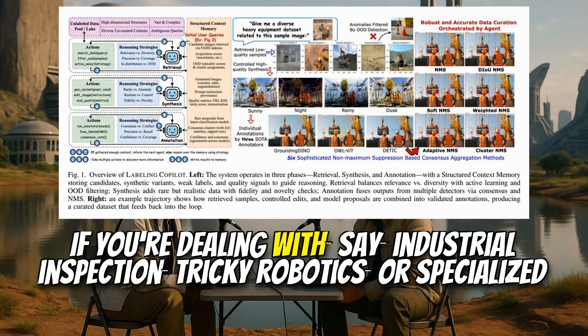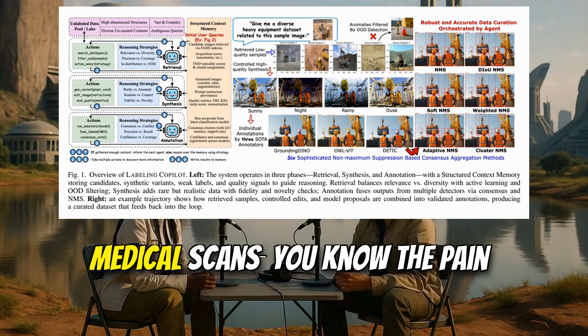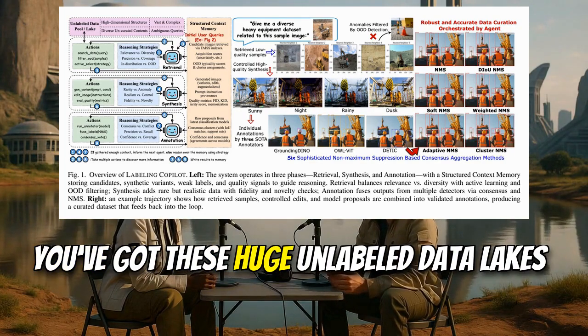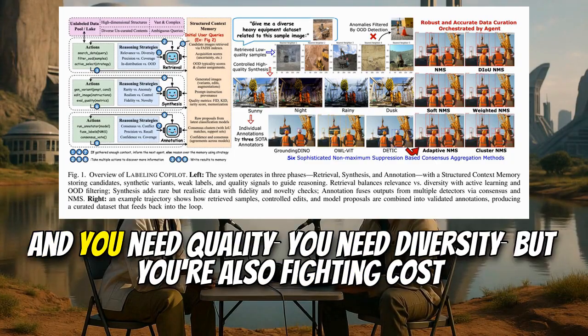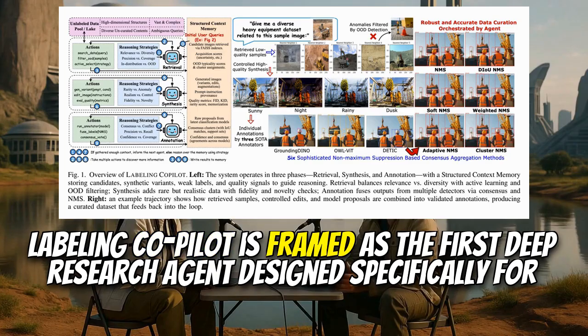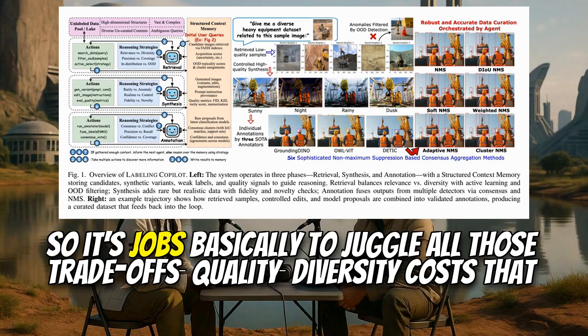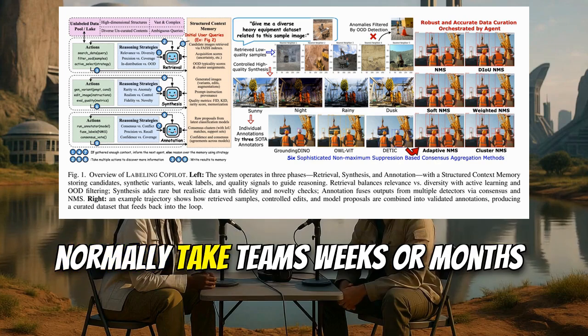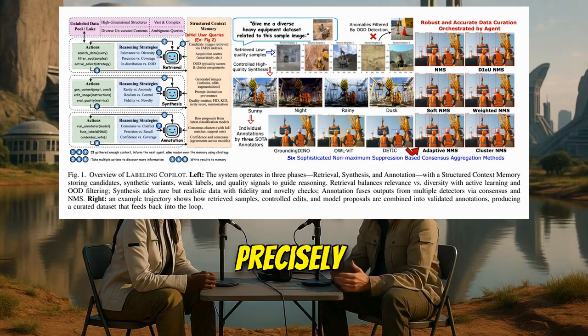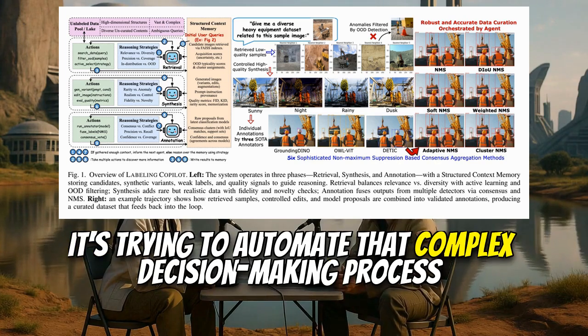If you're dealing with, say, industrial inspection, tricky robotics, or specialized medical scans, you know the pain. You've got these huge unlabeled data lakes. And you need quality, you need diversity, but you're also fighting cost. Labeling Copilot is framed as the first deep research agent designed specifically for this. A deep research agent. Yeah. Okay, so its job is basically to juggle all those trade-offs, quality, diversity, costs, that normally take teams weeks or months. Precisely. It's trying to automate that complex decision-making process.